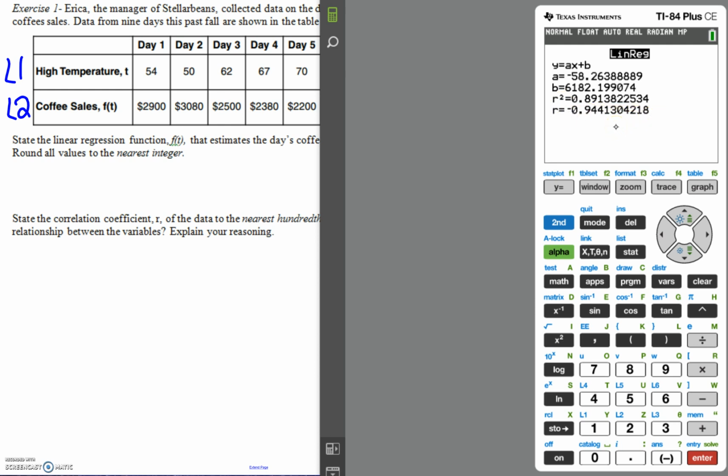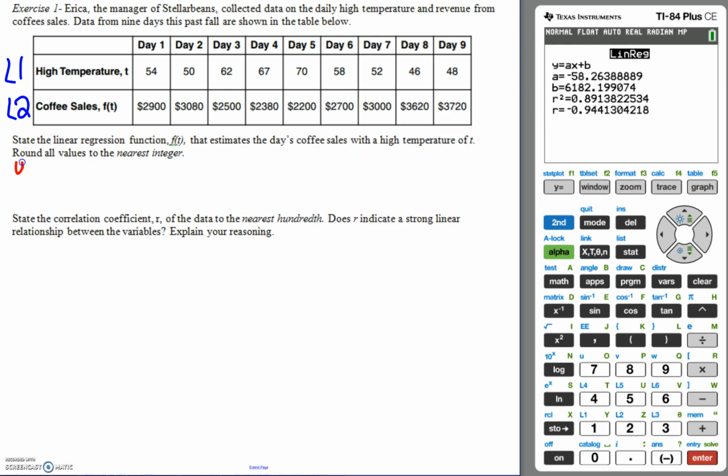So I'm just going to copy down what my calculator is telling me for the work. So we have y equals ax plus b. A equals negative 58.2638889. B is 6182.199074. So the question does state to round to the nearest integer.